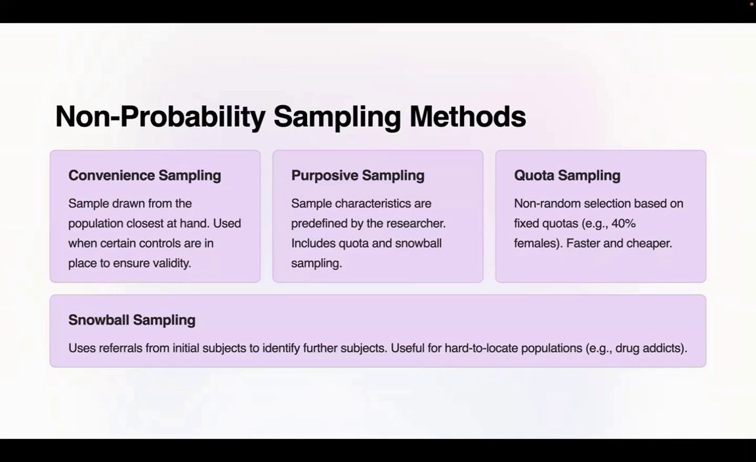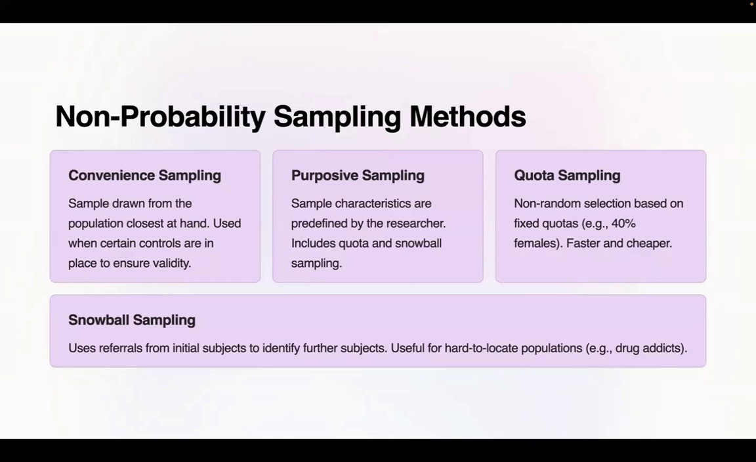Now, what is quota sampling? It is completely non-random selection based on quotas, like 40% females should be there, 20% SC should be there, 20% from ST community should be there. So it is faster. It can be done at a very fast rate. It is extremely cheap. However, there is a lack of randomness. There can be sampling error as well. It depends. If the researcher has not defined it properly, there can be sampling errors.